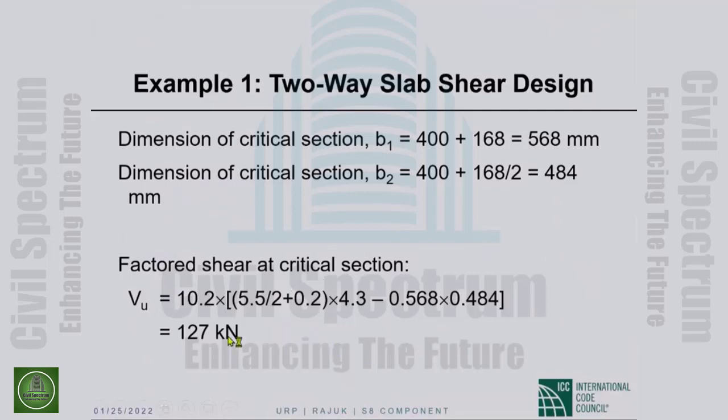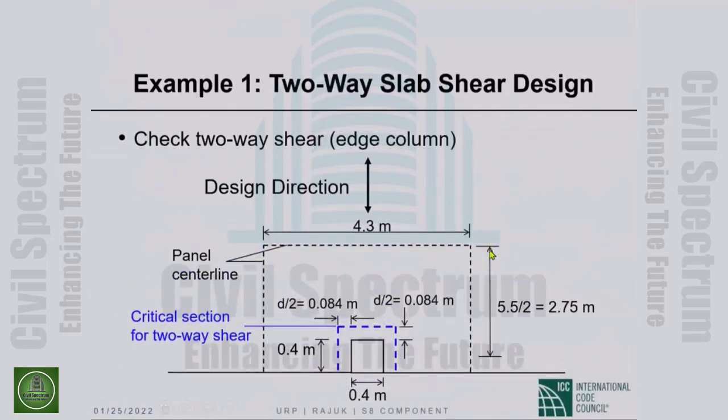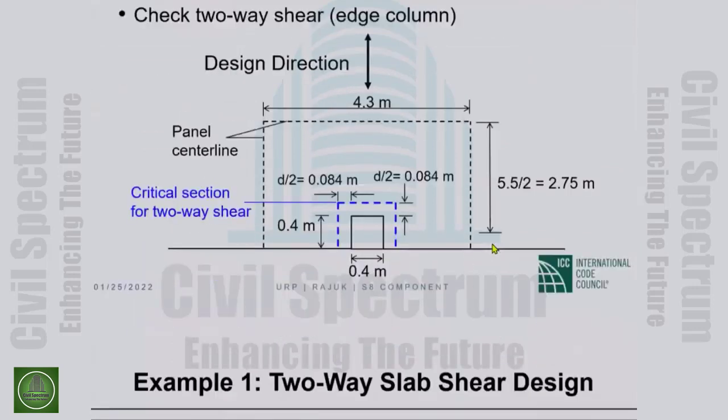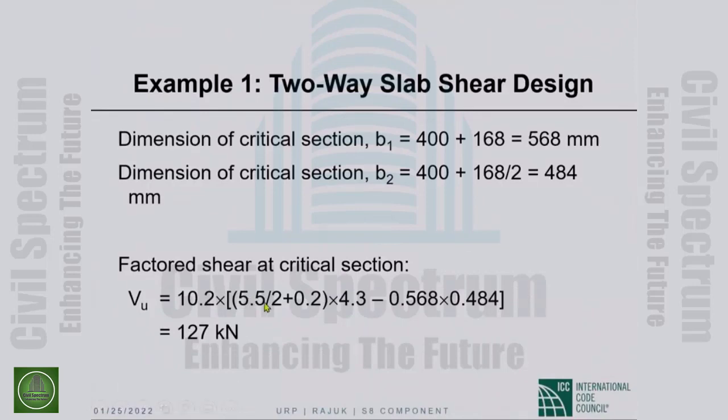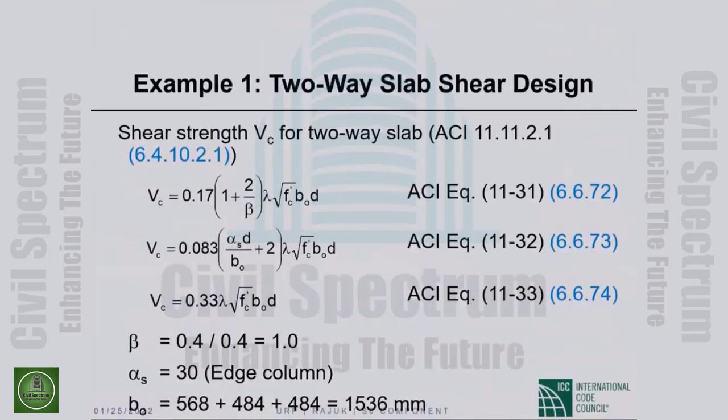Factored shear at critical section is the load 10.2, then the entire panel area is, so width remains 4.3, 5.5 by 2. So 5.5 by 2 is this distance, and then the edge distance from the center of the column to the edge, that's another 200 millimeters that is added. So we are going from the edge of the slab or column to the panel center line. So 5.5 by 2 plus 0.2 times 4.3 minus the load that is sitting inside the critical section, all of that gives us a required shear strength of 127 kilonewtons.